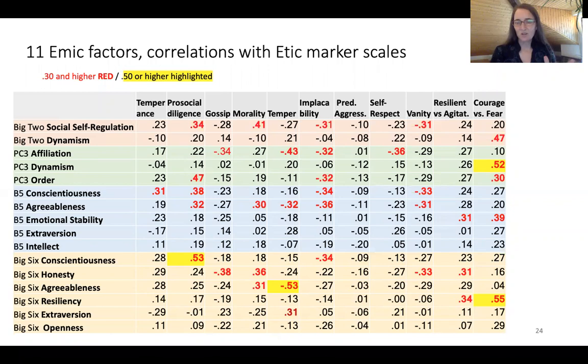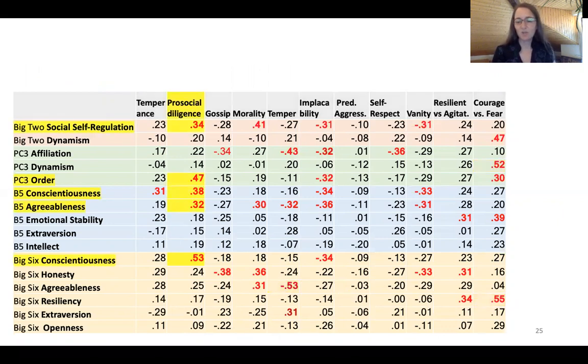So just to help put this 11-factor model into slightly better context, I'm showing you here correlations between those 11 factors and all the etic marker scales for multiple models. I've put in yellow highlight here the only 4 that are 0.5 or above, and then in red are those 0.3 and above, so moderate correlations. The dimension that we call pro-social diligence correlates especially with conscientiousness and also with agreeableness. The one we call morality correlates with social self-regulation, agreeableness, and honesty. Temperance negatively correlated with affiliation and agreeableness, with a small correlation with extroversion. And courage versus fear correlates positively with dynamism, emotional stability, and resiliency.